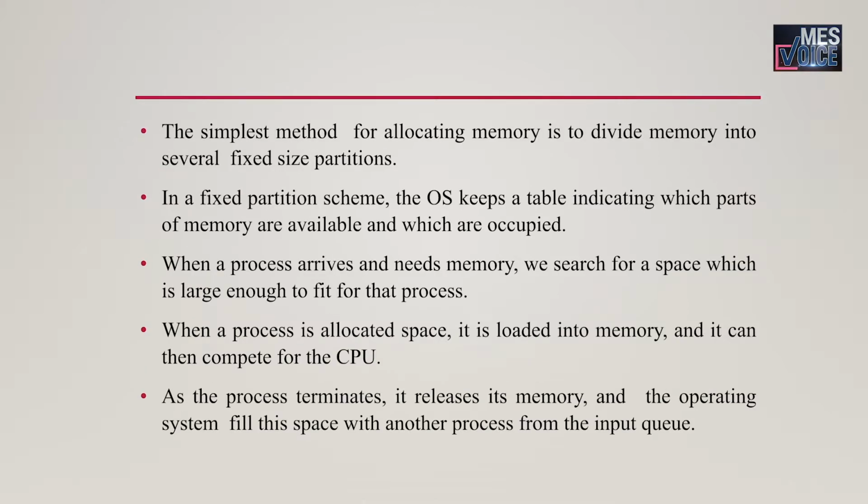The simplest method for allocating memory is to divide the memory into several fixed size partitions. In a fixed partition scheme, the operating system keeps a table indicating which parts of memory are available and which parts of memory are occupied by the processes. Whenever a process requests memory, we search for a space which is large enough to fit that particular process.